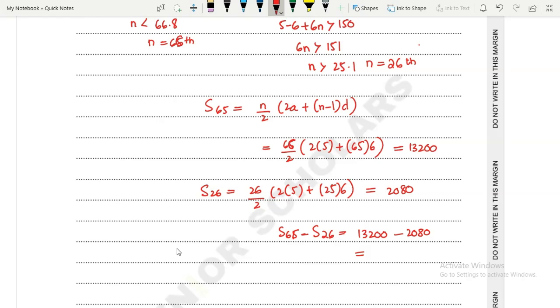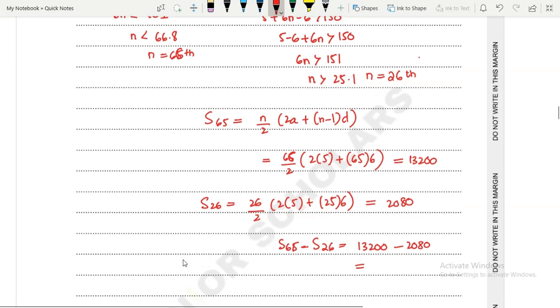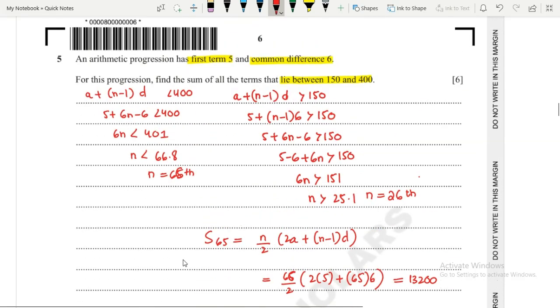13,200 minus 2,080. So I am getting an answer that is a little bit deviated from the true answer. There is a slight mistake, I think, in the answer that we calculated. So what can be the mistake? Let's just recalculate all of this. Let me recheck this.